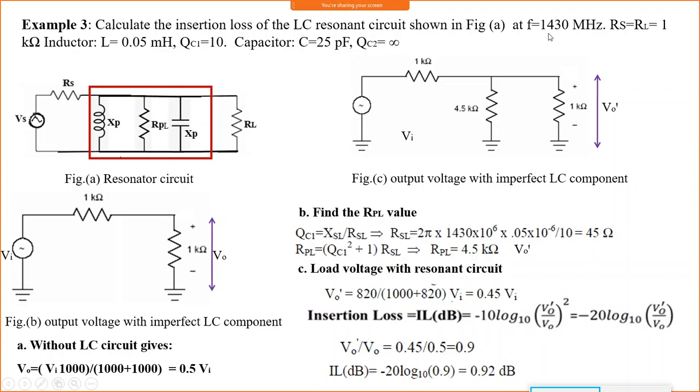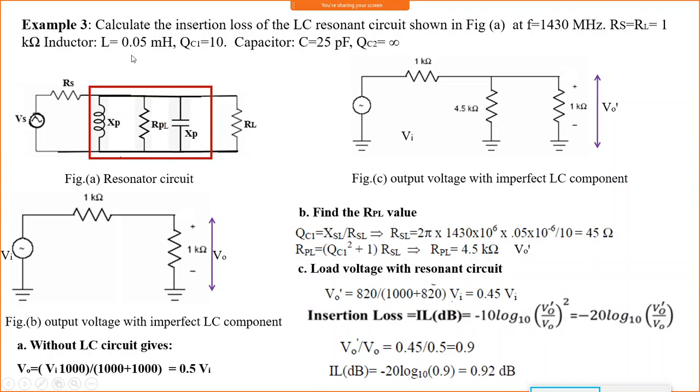At f equal to 1430 megahertz, RS is equal to RL equal to 1 kilo ohm. RS and RL are equal to 1 kilo ohm. The inductor value is 0.05 millihenry, but the quality factor is 10. They have given that it has a quality factor, so the inductor is an imperfect component here. But the capacitor given is 25 picofarad, and its quality factor is equal to infinity. That means it's a perfect capacitor. The capacitor is perfect, but the inductor is imperfect.